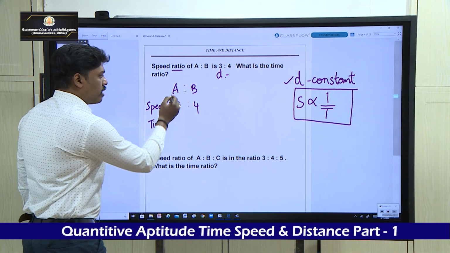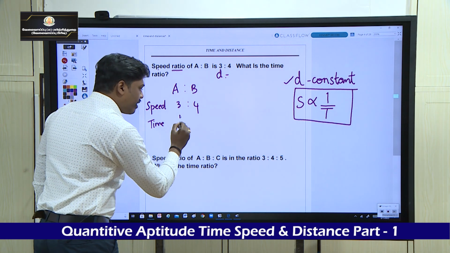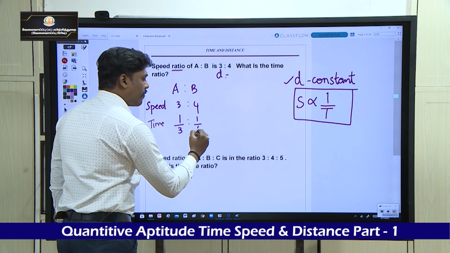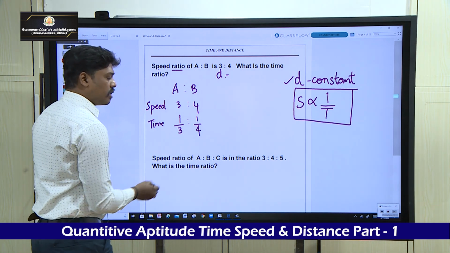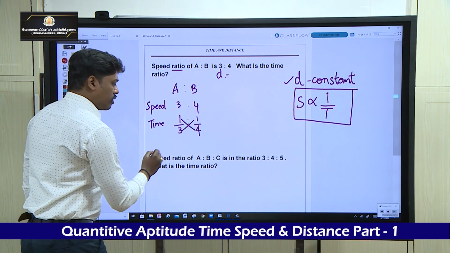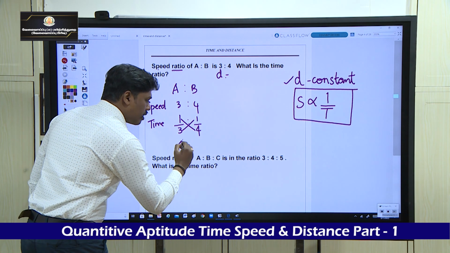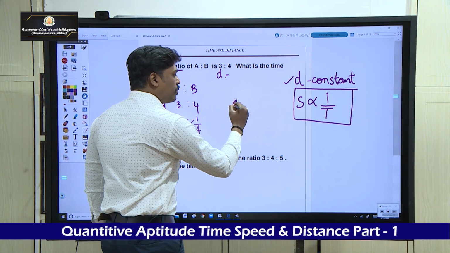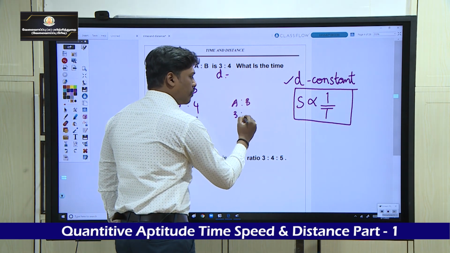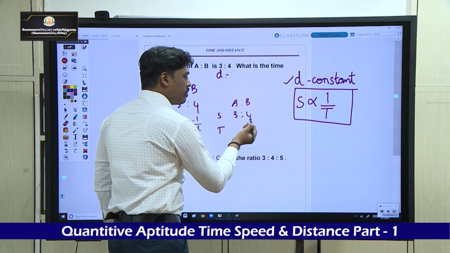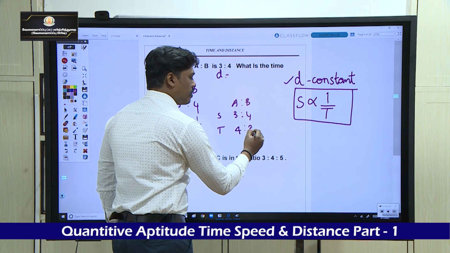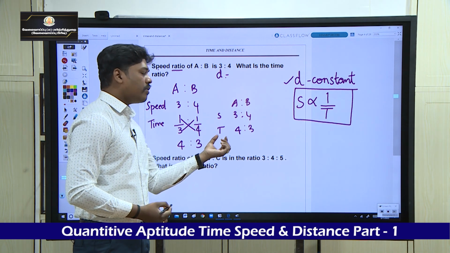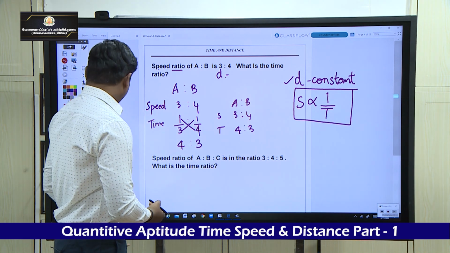So what can I tell? A's speed is 3, so inversely means 1 by 3. What about B? B would be 1 by 4. Then 4 would come here, 3 would go there. So the time ratio would be 4:3. Or simply I can tell, if A is to B is 3:4, the speed ratio, what about time? Vice versa. It is 4:3. If speed ratio is 3:4, then time ratio is 4:3.